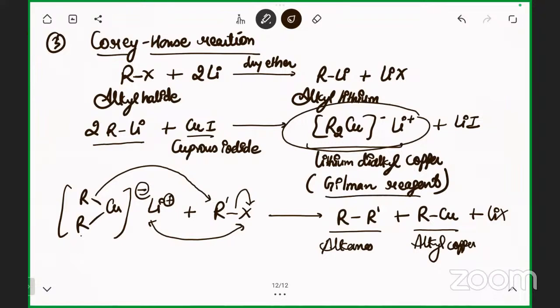This Gilman reagent reacts again with the alkyl halide. In the Wurtz reaction, we react RX plus 2Na plus XR, so 2RX was also there. Here we also have 2RX: the first RX reacts with lithium to form alkyl lithium, which on reaction with cuprous iodide forms the Gilman reagent. Then the Gilman reagent reacts with the second molecule of alkyl halide, so we get an unsymmetrical alkane.